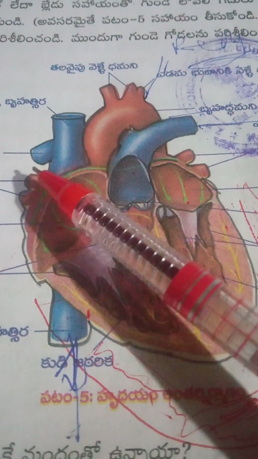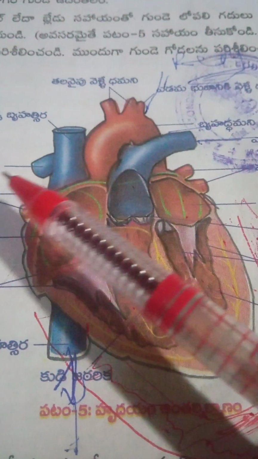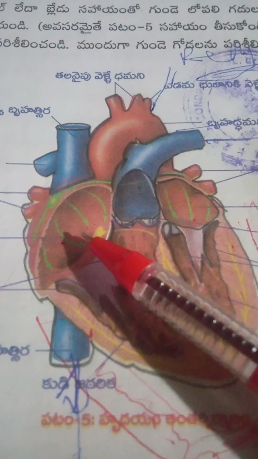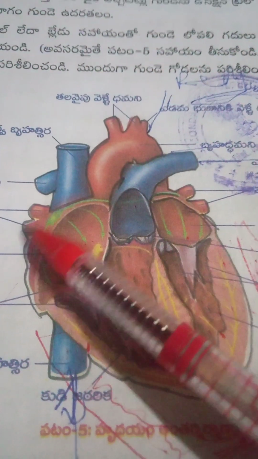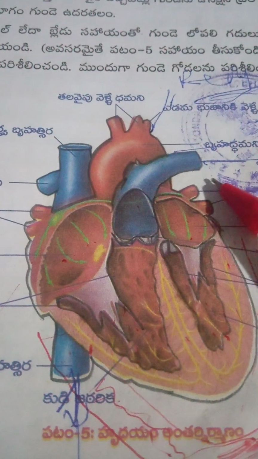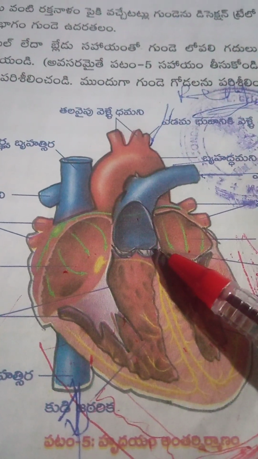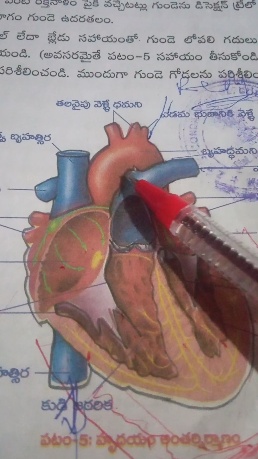These are carrying the O2 containing blood from the lungs towards the heart. These also carry O2 containing blood towards the heart. This is about the structure of the arteries and veins.